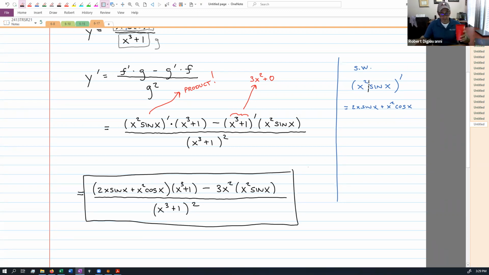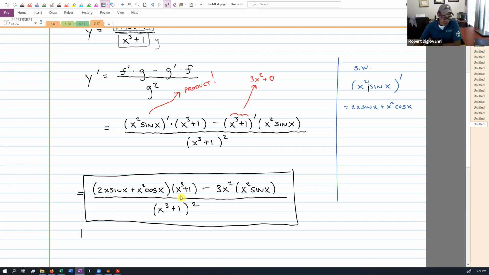It ain't pretty, but it's the derivative. With that, could you just cancel out the x cubed plus 1 on the top and then just leave it over x cubed plus 1 instead of squaring it?